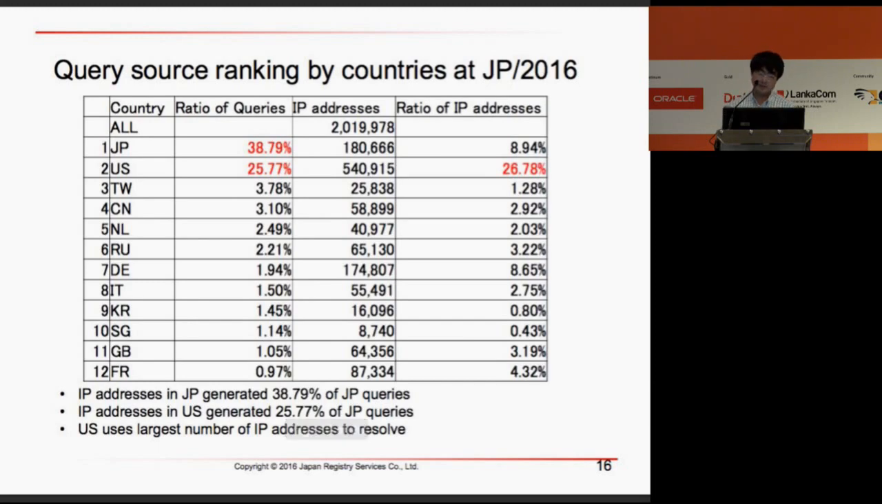And next table shows query source ranking by countries at JP domain name this year. IP addresses in JP generated 38% of JP queries. JP domain name is well used in Japan. And IP addresses in United States generated 25% of JP queries. And United States uses largest number of IP addresses to resolve 26% of IP addresses that send queries to JP DNS servers.